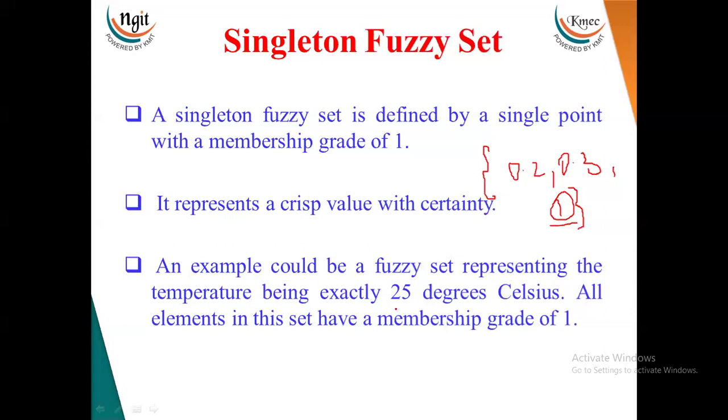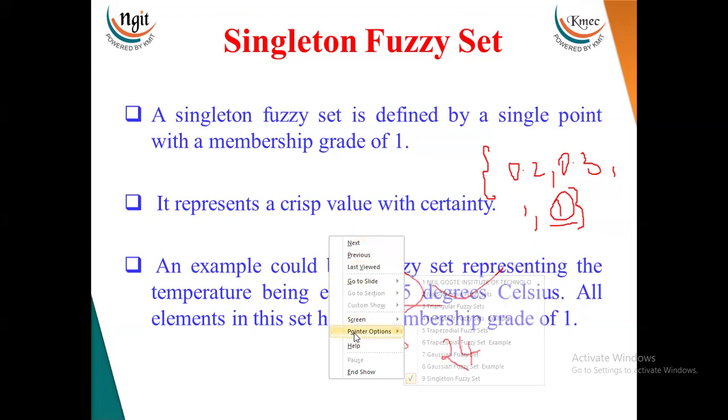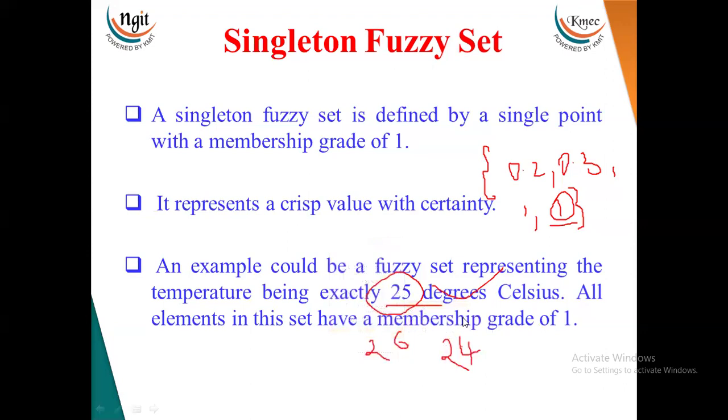What is the meaning of this? I'll ask the question: out of all the temperatures, which one is exactly 25 degrees? If it is 26, it will not give 1. If it is 24, it will not give 1. Only if I have exactly 25 degrees will it be a singleton. Remember, 25 should not be repeated. If 25 is repeated, I get one more 1, and then it is not a singleton. It is just to check whether this particular singleton is available or not.